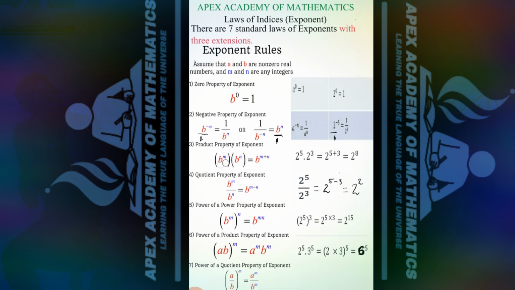So we have b to the m multiplied by b to the n, and that's equal to b to the m plus n. Basically what we're doing here is adding the indices, and it doesn't matter if one is negative or one is positive. We can still use the product property to help us. This will bring into play your ability to add integers.